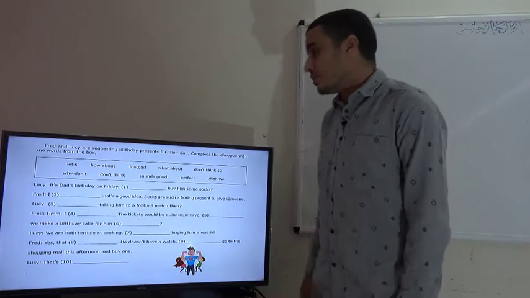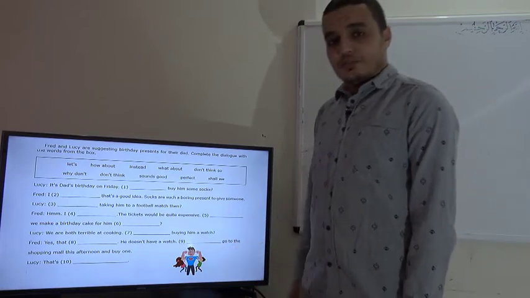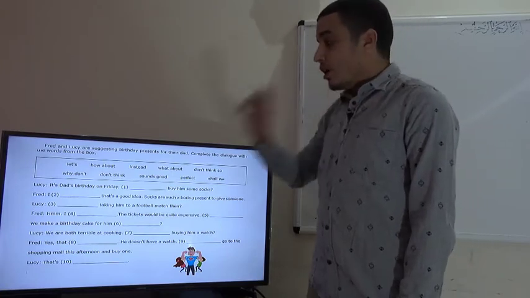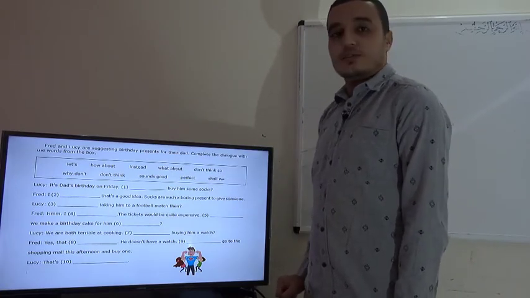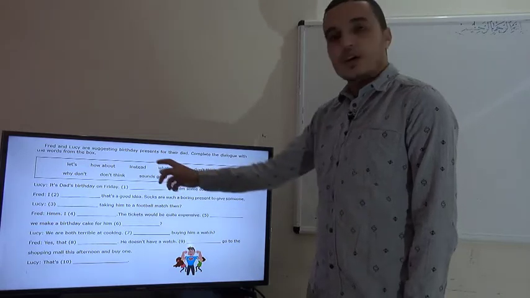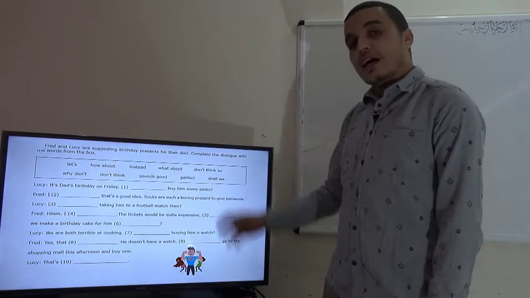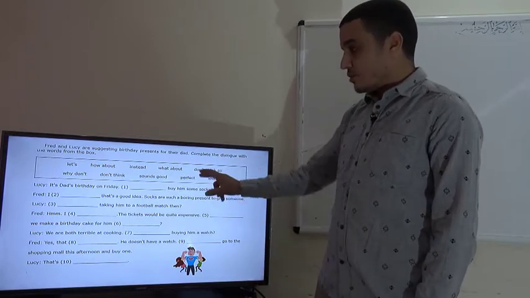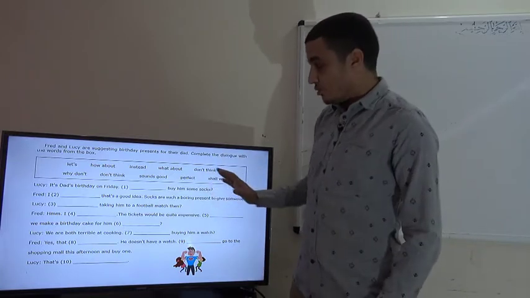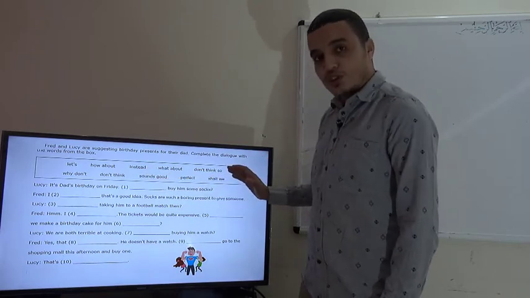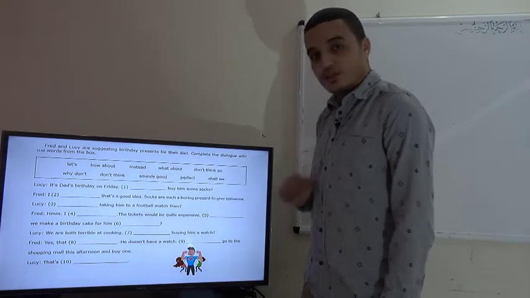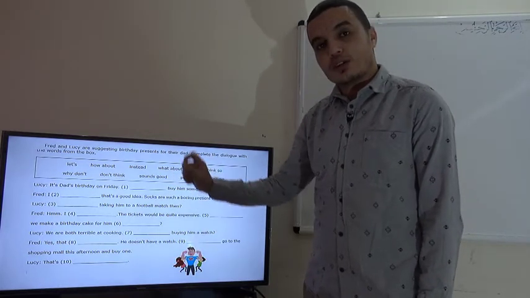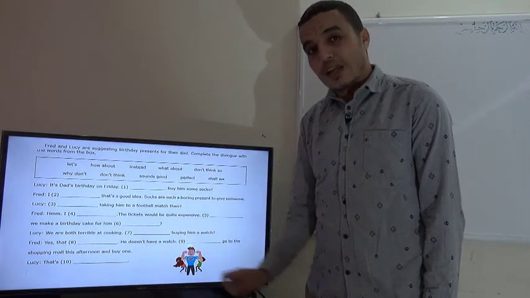Okay. So here we have a dialogue between 2 people, Fred and Lucy. And Fred and Lucy are suggesting birthday presents for their dad. Complete the dialogue with the words from the box. So you need to read the words or the expressions that you have in the box, and you read the dialogue and you put the right expression in the right blank.